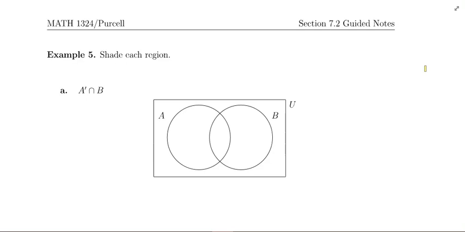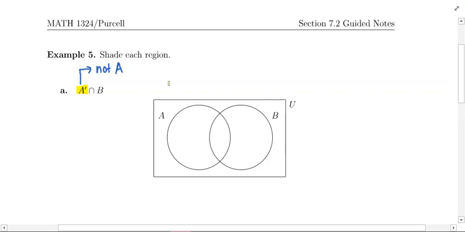Let's start with A complement. I'm going to shade that in yellow. So what does A complement mean? Well, we know that A complement means everything in the universe that's not in A. A quick way of thinking about this is: not A. So I'm going to go to my Venn diagram and shade every portion of this rectangle that is not in A.